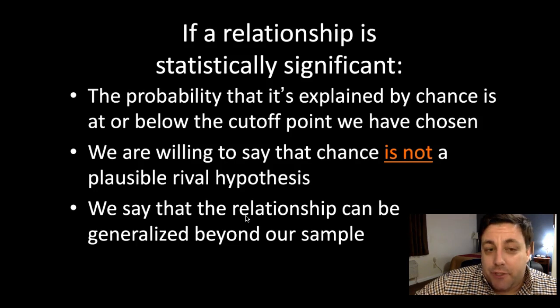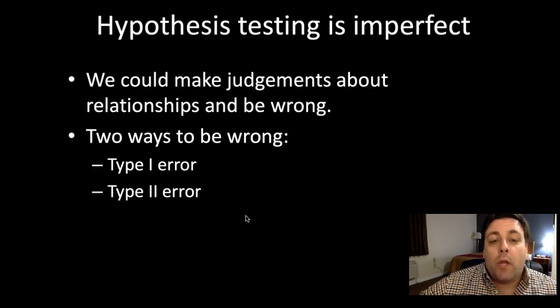So if a relationship is statistically significant, we're willing to say that chance is not really at play here. It's not a plausible rival hypothesis. And what we're sort of saying is that the relationship between these two variables can be generalized beyond our sample back to the population. So hypothesis testing, though, is imperfect.